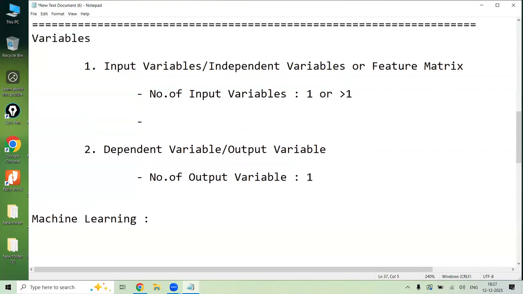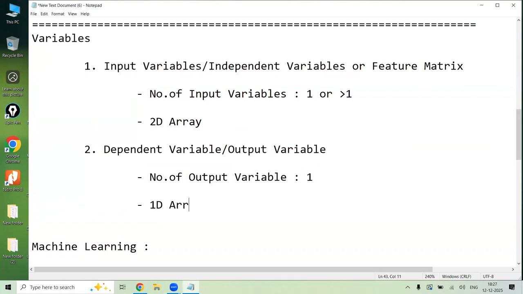Whereas the input should be a 2D array. Even if only one variable is there, it is a 2D array only. For a single column also, 2D only. Multiple columns also, the data should be 2D only. Now, the output should be a 1D array. So input should be a 2D array.